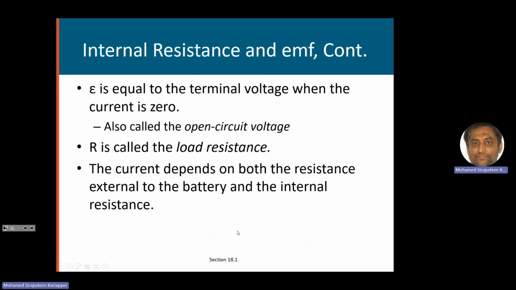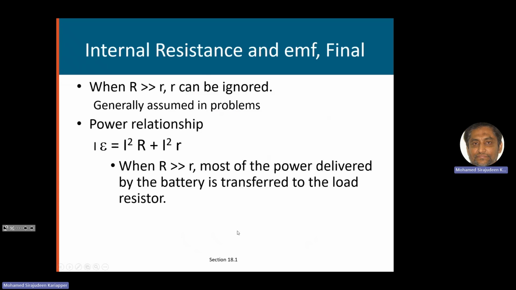So for that reason, we also call this terminal voltage the open circuit voltage, right? If the battery is not connected to the circuit by opening the switch, and you measure the voltage across the battery, it will be the same as the EMF of the battery. But the moment you connect it and then measure, it will have a reduced value. And the external resistance is called the load resistance. So you can see the current that comes out will depend not only on the load resistance, it will also depend on the internal resistance.